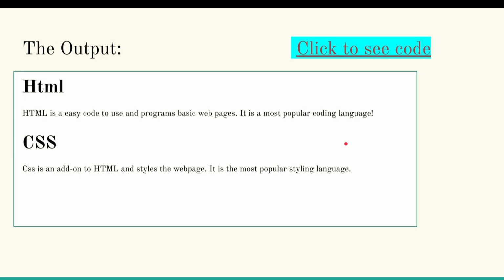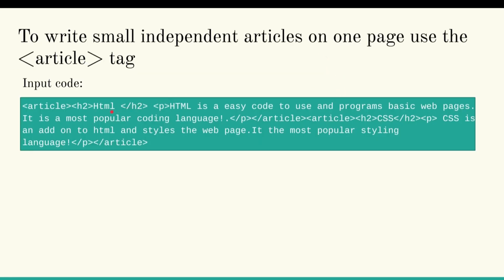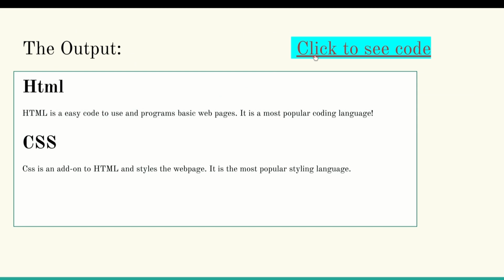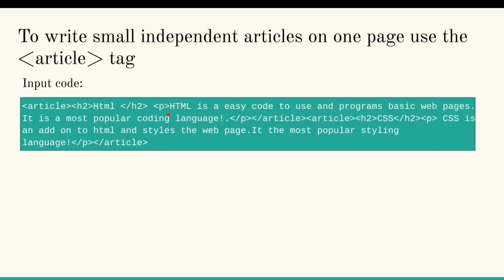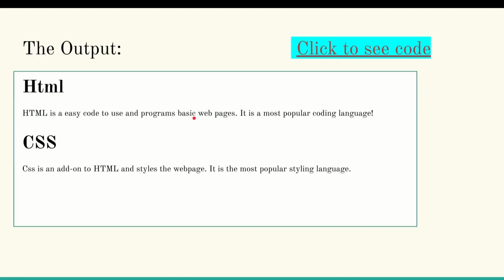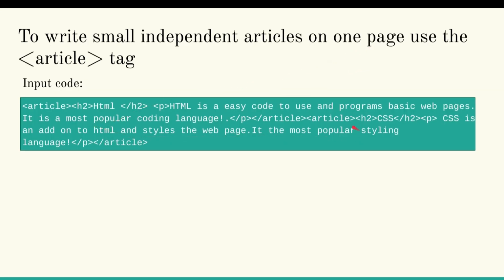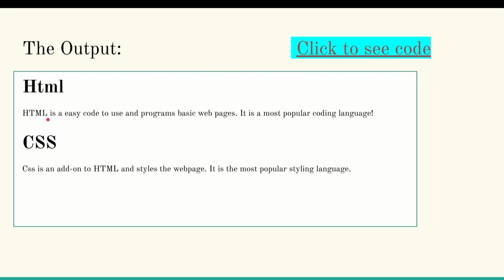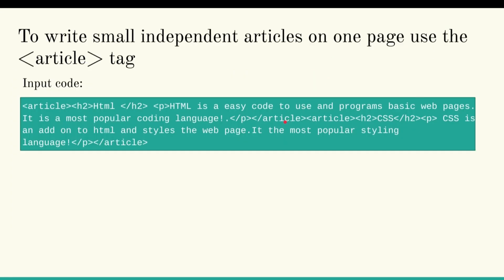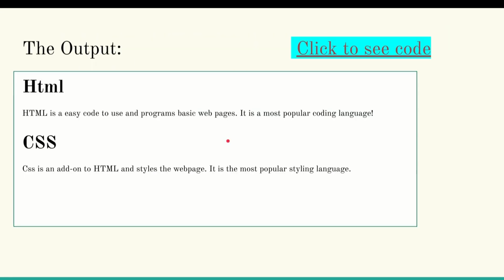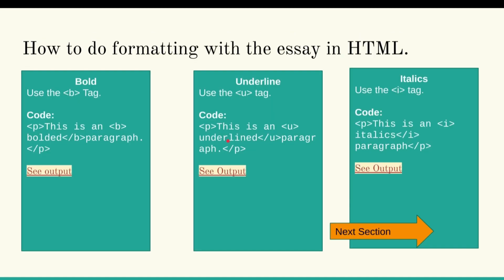In the output, you can see the articles are here. HTML is the first heading, and then it says HTML is an easy code to use in programs, basic web pages. It is the most popular coding language. So that is exactly what it says. Since there's a closing article tag, it added some margins here. And then CSS is the same, it says different things about CSS in the small paragraph over there.